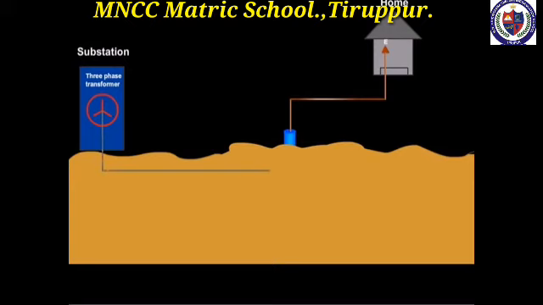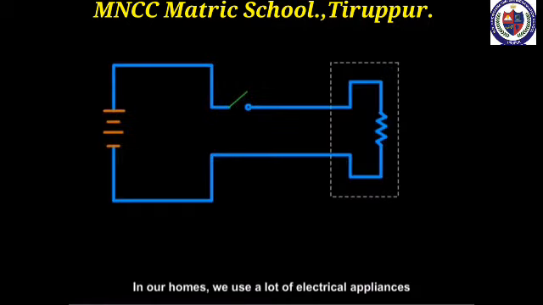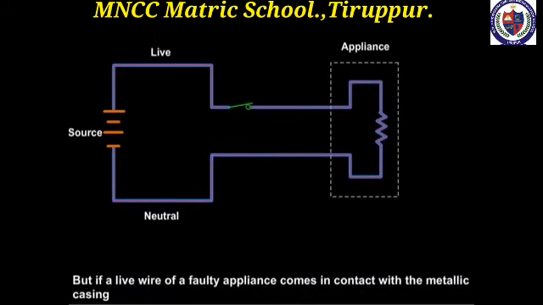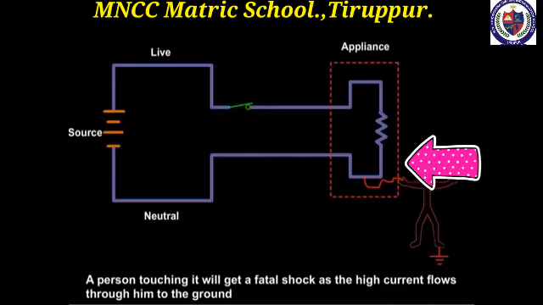Electrical power from the substation is supplied to the house through a live wire and a neutral wire. This is the schematic of an electric circuit within an appliance in the house. Here there is no earthing. The live wire carries current from the source, for example the battery, to the appliance, and the neutral wire carries it back to the battery. But in a faulty appliance, if the circuit comes in contact with a metal body, it causes an electric shock to the person when touched.